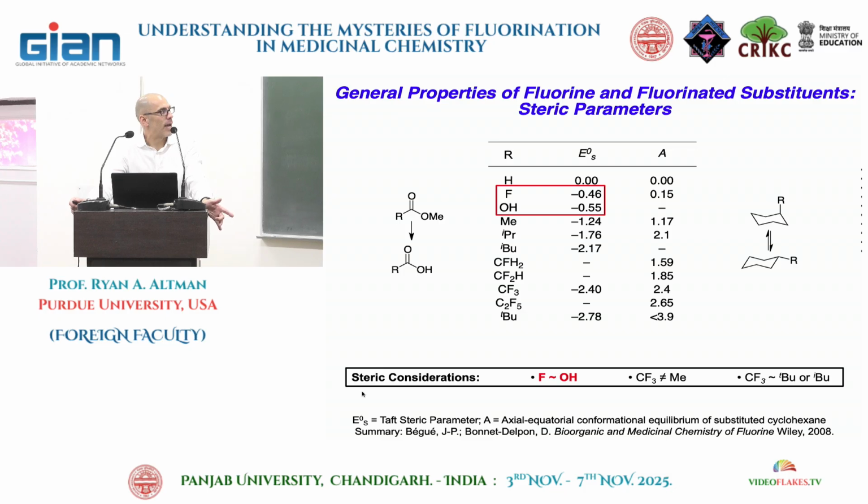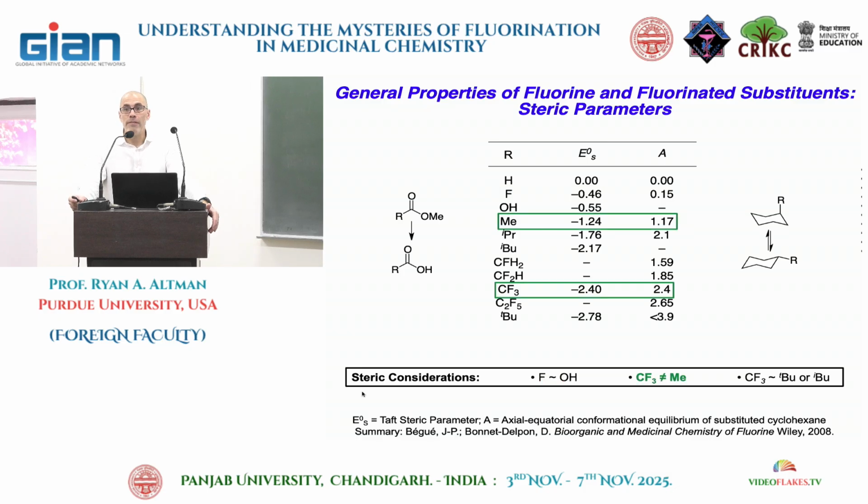So based on the Taft parameters there, fluorine is not the same size as hydrogen. It's behaving larger. It's behaving closer to a hydroxyl group in size. So again, that comparison between F and O in size still holds true. Let's look at methyl versus CF3. That's a huge difference there, right? CF3 behaves as a much larger substituent.